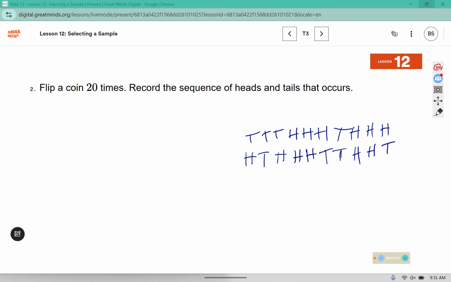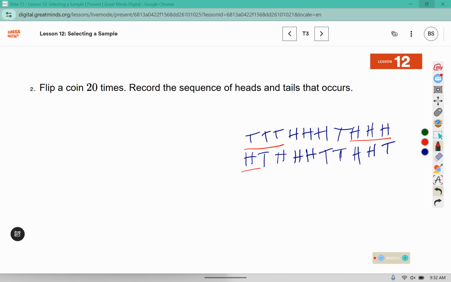How is the sequence that we found by actually flipping the coin different from the one that we predicted? In mine, I did not expect there to be 4 heads in a row or having 3 tails in a row necessarily. I predicted that I would have fewer duplicates than this.